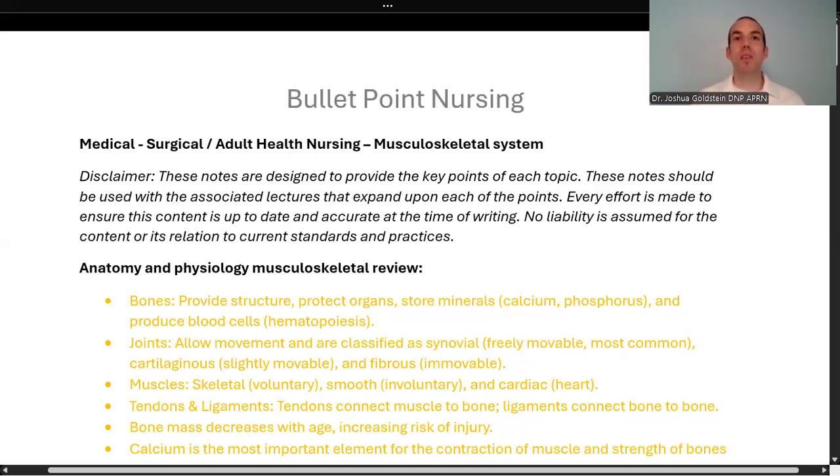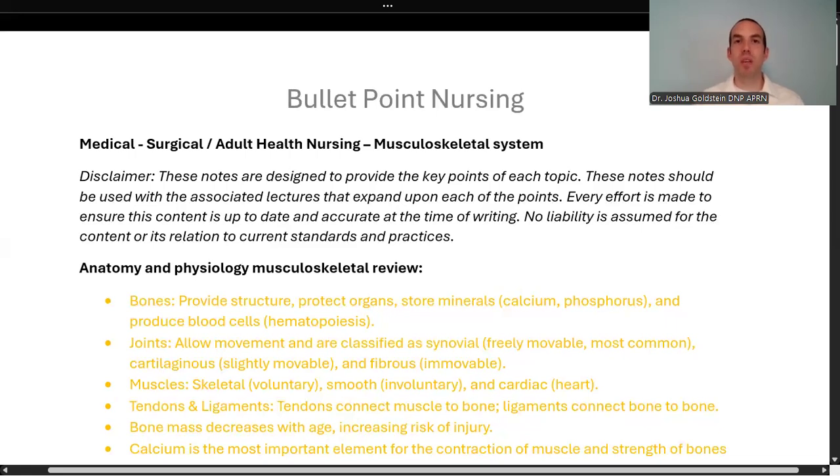Bone mass, which is something we're going to be talking about when we get to osteoporosis, decreases with age, which is what puts you at risk of osteoporosis. But the important thing to know right off the bat is that decreasing bone mass puts you at an increased risk of injuring yourself. Okay, and specifically, we're talking about fractures.